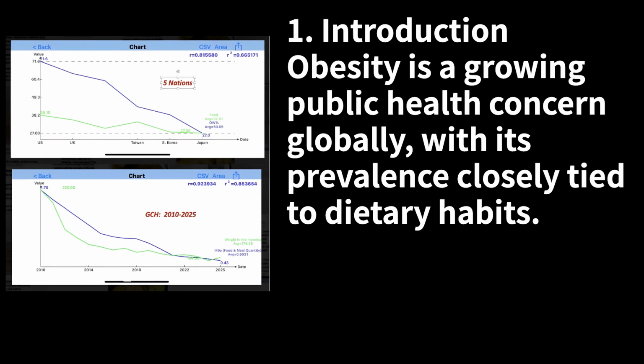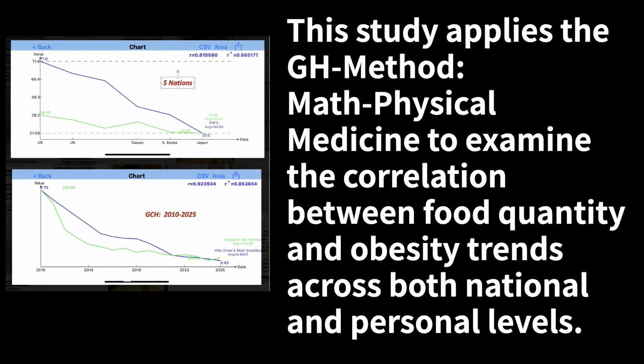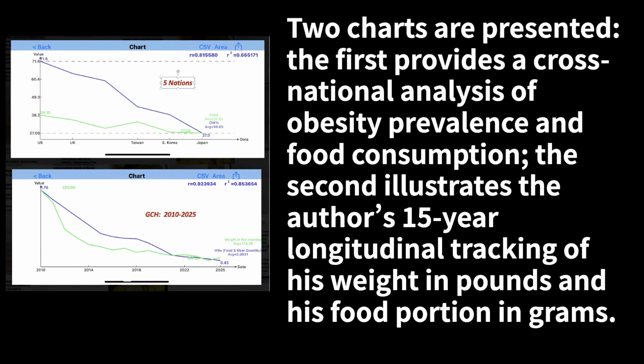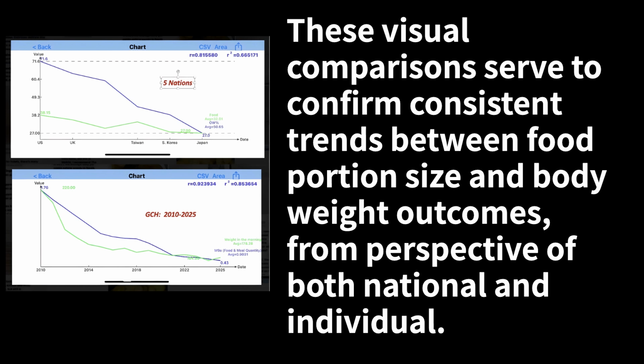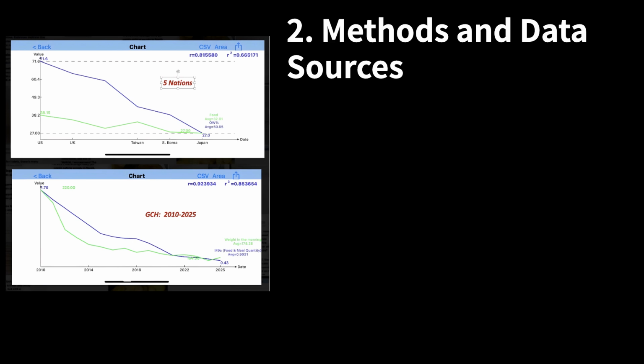1. Introduction. Obesity is a growing public health concern globally, with its prevalence closely tied to dietary habits. This study applies the GH method, Math Physical Medicine, to examine the correlation between food quantity and obesity trends across both national and personal levels. Two charts are presented. The first provides a cross-national analysis of obesity prevalence and food consumption. The second illustrates the author's 15-year longitudinal tracking of his weight in pounds and his food portion in grams. These visual comparisons serve to confirm consistent trends between food portion size and body weight outcomes, from the perspective of both national and individual. 2. Methods and data sources.